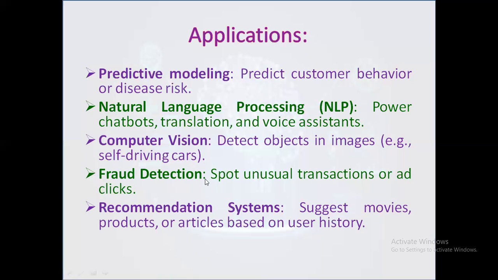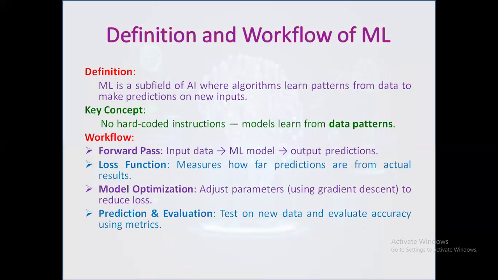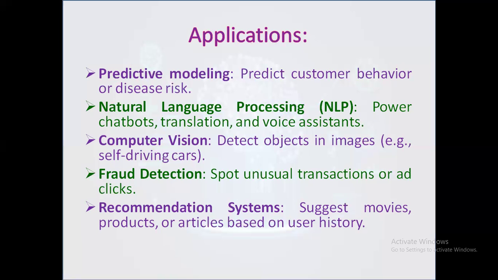Next, fraud detection, another application of ML. Machine learning algorithms are effective in fraud detection as they can learn the typical patterns of user behavior and identify anomalies. In finance and e-commerce, ML is used to detect suspicious transactions or advertising fraud by flagging actions that deviate from normal behavior.